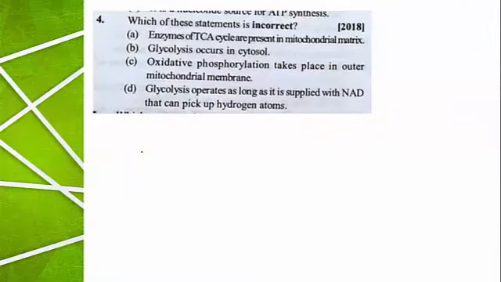Which of these statements is incorrect? Enzymes of TCA cycle are present in the mitochondrial matrix. What is that TCA cycle? TCA cycle is nothing but Krebs cycle. TCA, tricarboxylic acid cycle, also called Krebs cycle, and all the enzymes for the Krebs cycle are located in the mitochondrial matrix. So the given statement is correct.